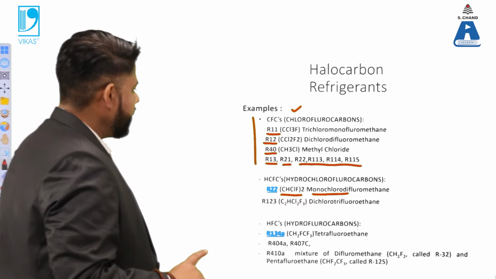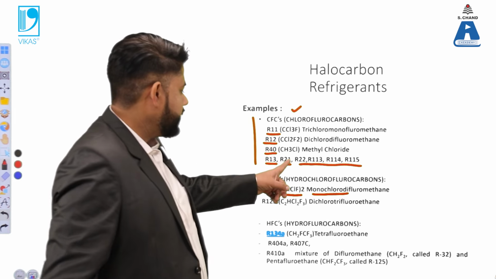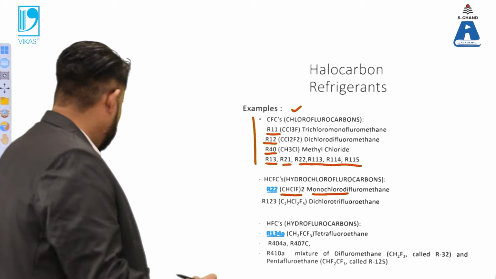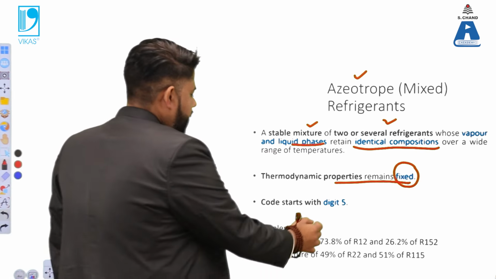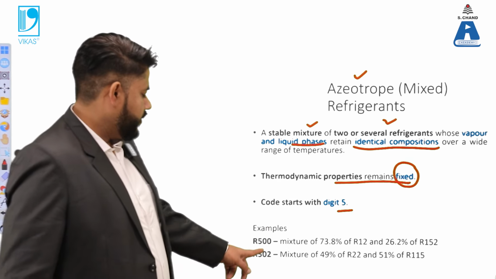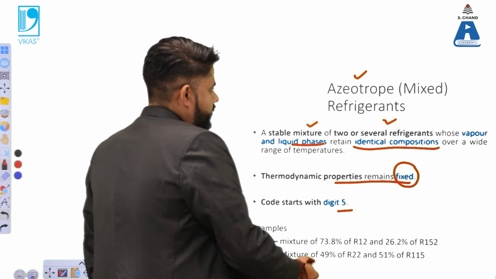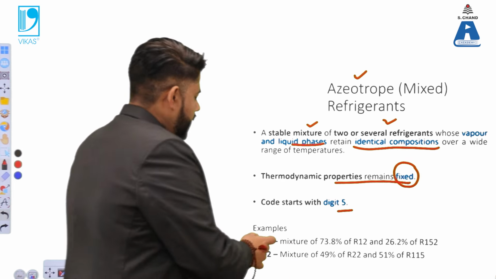In the previous category, we had codes starting from 1, with some 2 values, and reaching up to 4, but the code for this particular type of refrigerant starts with the digit 5. So if I say R500 or R502, that indicates that it is a case of azeotrope, and it is basically the mixture of two refrigerants.